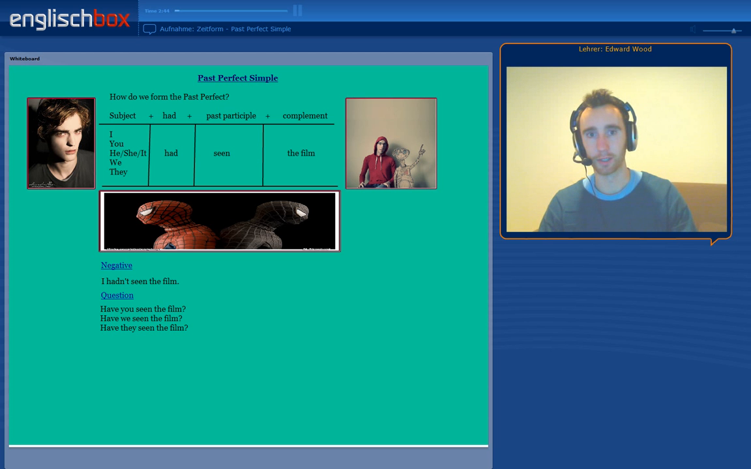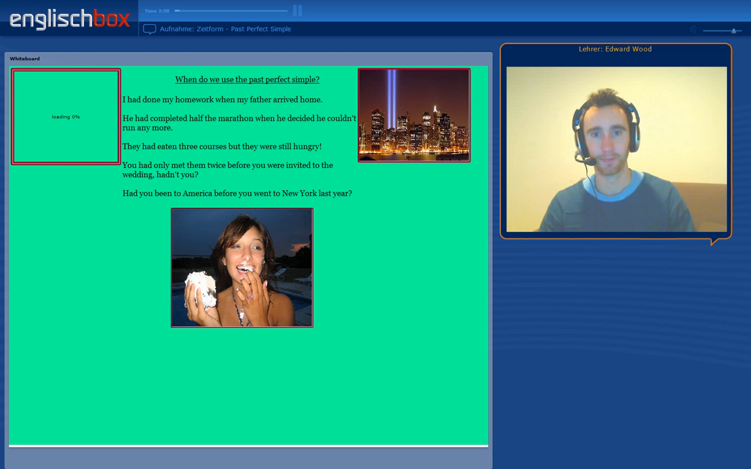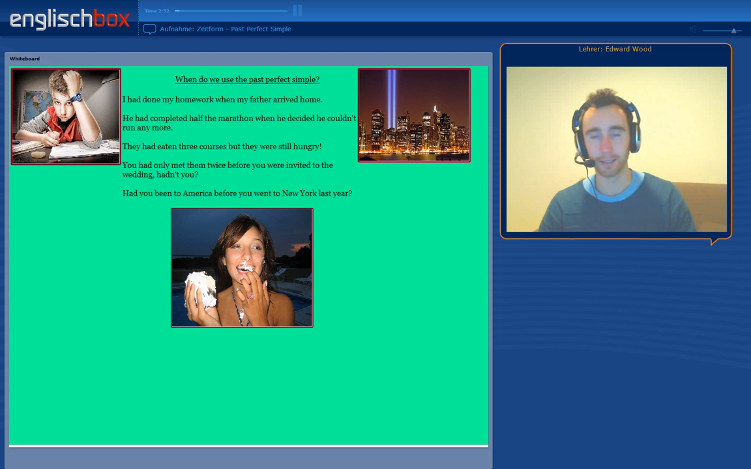Okay, so that's the structure of the past perfect simple. Now we're going to ask the question, when do we use the past perfect simple? So moving on to the next slide, you can see 5 example sentences. First of all, we'll have a look at these sentences, and then we'll look to see if there's one particular pattern in each of these sentences. Maybe it'll give you a clue as to when we use this tense.